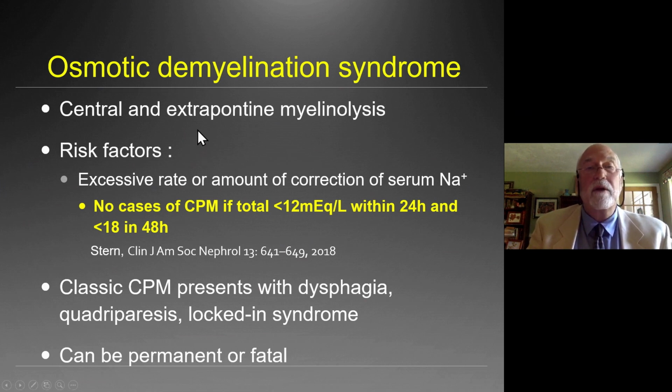So this is the big fear of correcting too quickly: central and extrapontine myelinolysis. An excessive rate of correction is certainly a risk factor. A nice review of this published in C. Jason a couple of years ago now showed that in the handful of cases that he analyzed, if the rate of correction was less than 12 within 24 hours and less than 18 in 48 hours, there were no cases of CPM. However, this is a small study and one still needs to be very careful. The classic condition presents with dysphagia, quadriparesis, and locked-in syndrome, and it can be permanent or fatal.